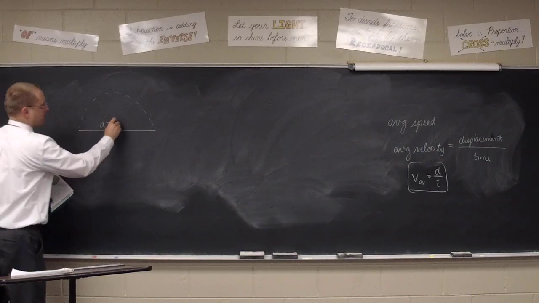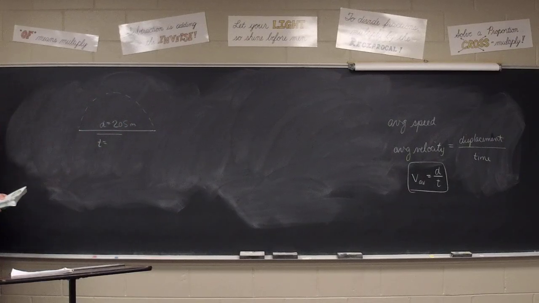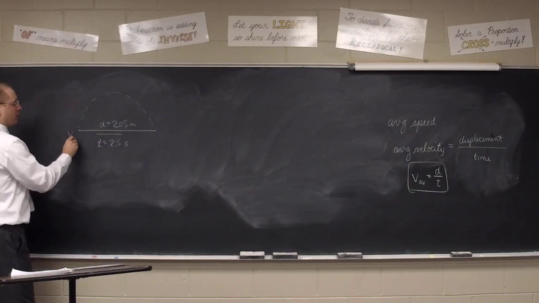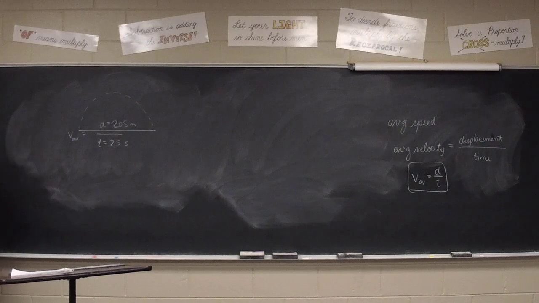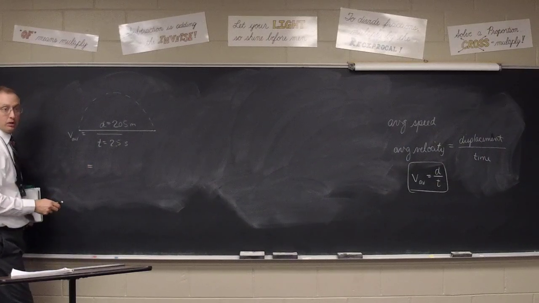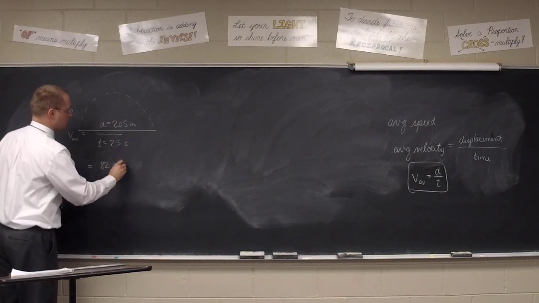And what is the displacement, Michael? 205 meters. And it said it took how much time to travel that displacement, Michael? 2.5 seconds. So to find the average velocity, class, we simply divide on your calculator. 205 divided by 2.5. And what is the average velocity of this arrow? 82 meters per second. Comes out evenly? All right, 82 meters per second.